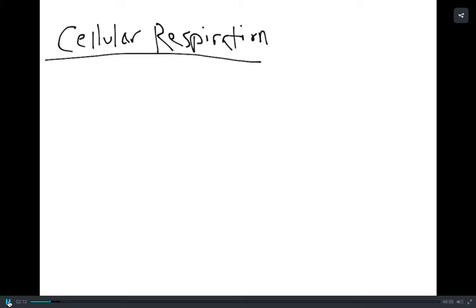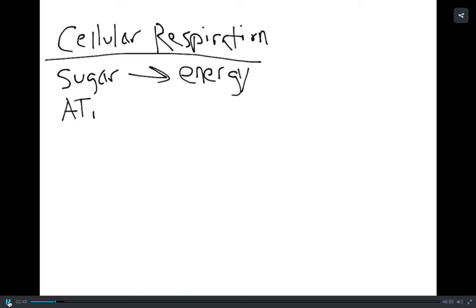And really what the process is, is that we are taking sugar and turning it into energy. That sugar is in the form of glucose. And if you remember, a bunch of glucose molecules together are carbohydrates, so this is how we're taking carbohydrates and turning them into energy. And that energy is going to take the form of ATP. We've learned about ATP before.